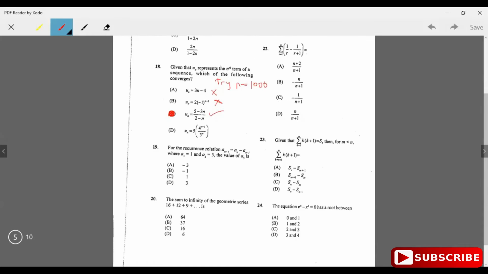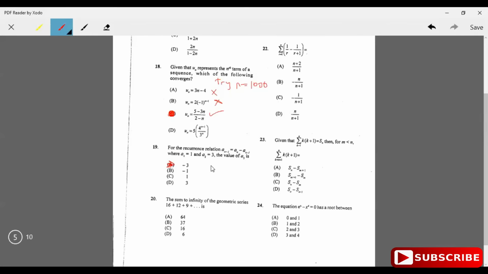Question 19. What's question 19? We've done this so many times. What did I get for this again? Minus 3. I guarantee it's minus 3.